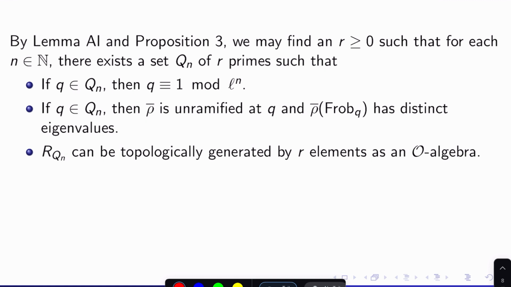I think we have all the results that we need now to finish. So let's do it. By lemma A.1 and proposition 3, we can find a magic r non-negative such that for each natural number n, there exists a set Q_n of primes that are all 1 mod L^n, and such that if Q is in Q_n, rho bar is unramified at Q, rho bar of Frobenius at Q has distinct eigenvalues, and the type Q_n universal deformation ring can be topologically generated by r elements as an O-algebra.